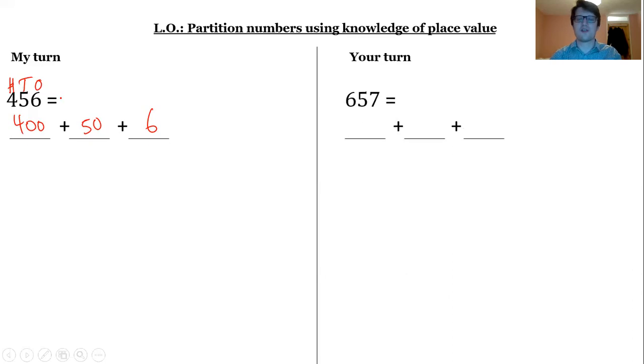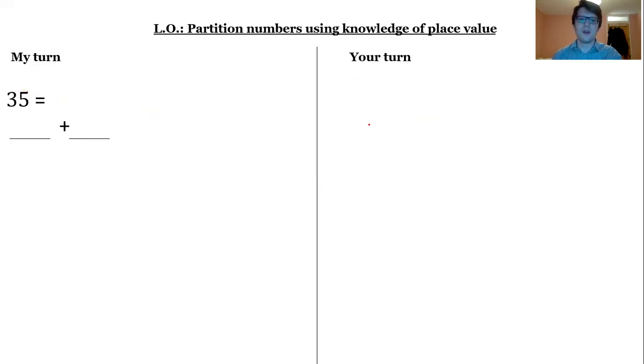So you're going to have a go now with this number. So pause the video, and then come back once you're done. Okay, here we go. So you've got 657. If you think about your hundreds column, tens and ones, 657.